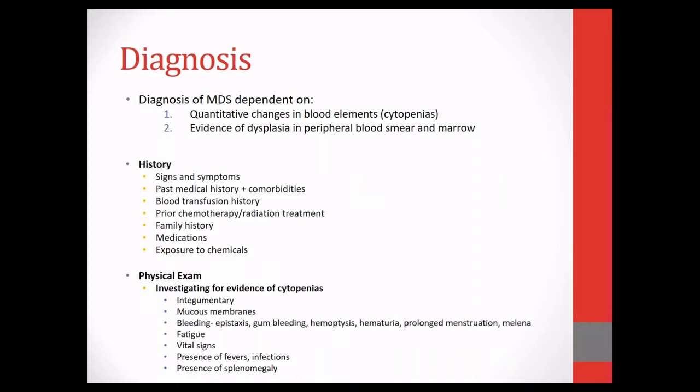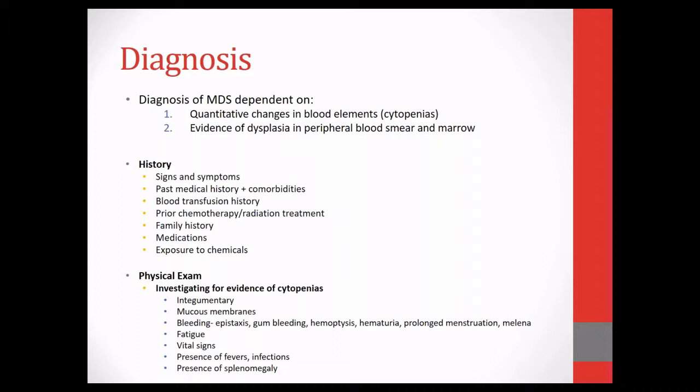In order to determine a diagnosis, we must look at a patient's history, so assessing for signs and symptoms of cytopenias, assessing for past medical histories and comorbidities that can also further impact their bone marrow or have effects on cytopenias, blood transfusion history, having a history of prior chemotherapy or radiation treatment, as we know that treatment-related MDS can occur, a family history, medications that can also contribute to cytopenias, or exposure to chemicals such as benzene or solvents that can also cause MDS.